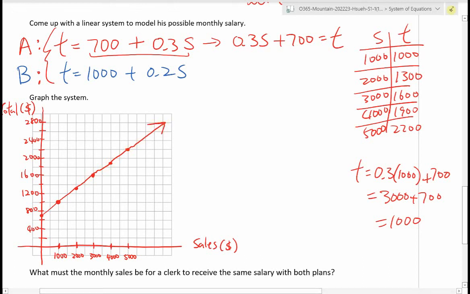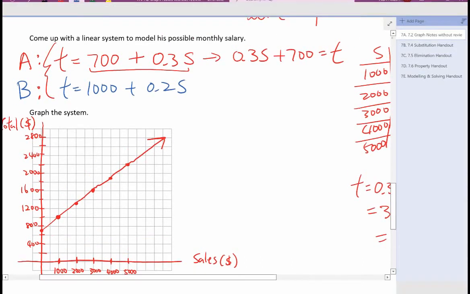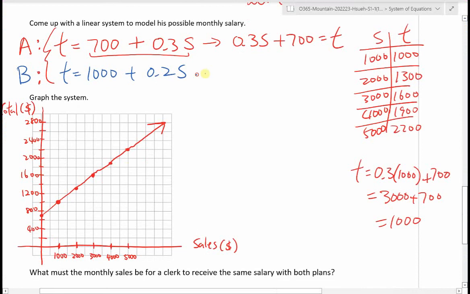Now, I'm going to do the same thing for the next one here. Again, if you rewrite it, this is T equals 0.2S plus 1,000. So I'm going to make a table of values for the blue graph as T. Right away, I know that the y-intercept is 1,000. And I can make a table of values.